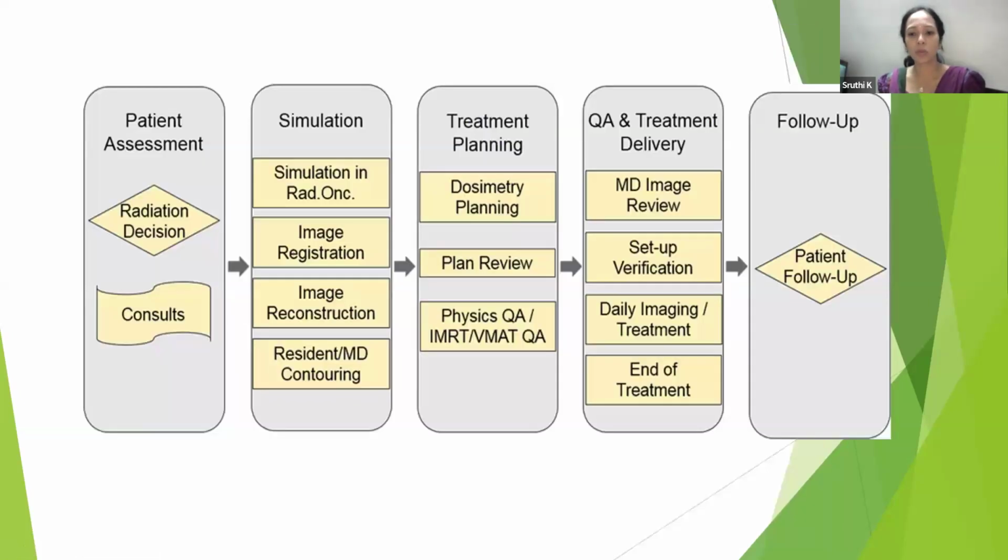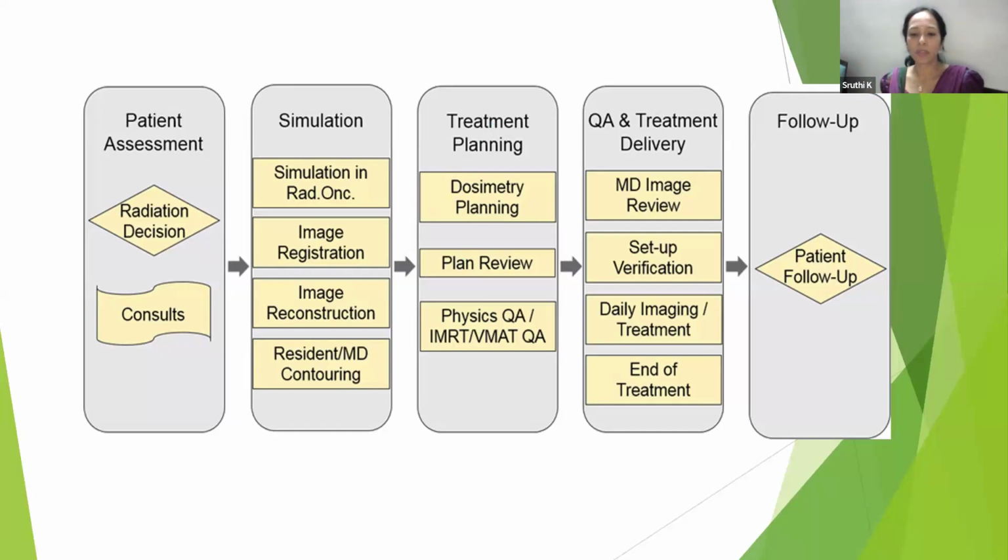So the usual workflow in the department goes like this. You decide the patient needs radiation. The patient gets simulated. That means you're taking the treatment position, how we are going to place the patient, the same way you do a simulation scan with a mask, and then you do image registration, then you fuse whatever available imaging information you have.